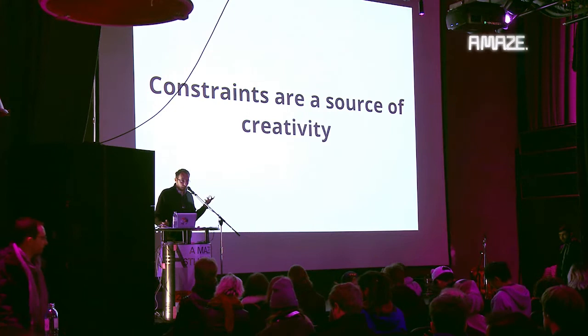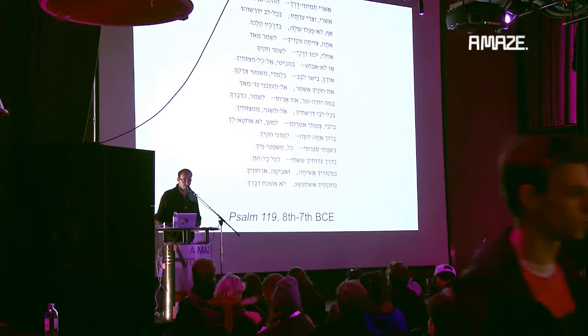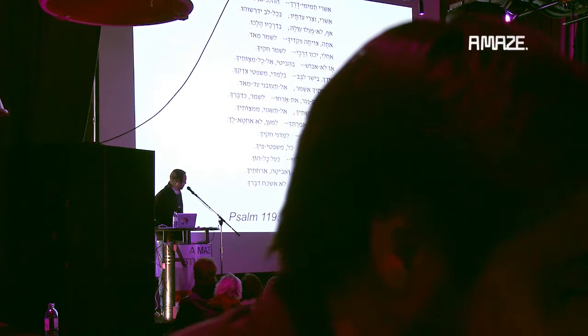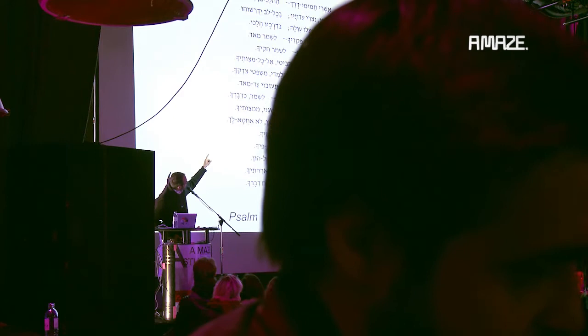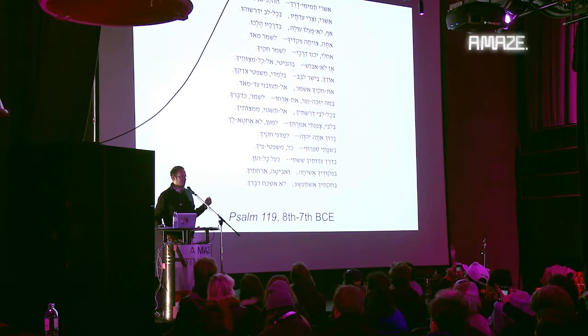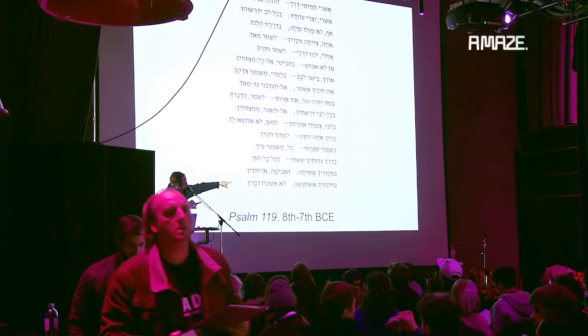Here we can find an example of constrained writing in the Book of Psalms in the Hebrew Bible, so that's something like 7 or 8 centuries before Common Era. So for example, in Psalm 119, every 8 verses start with the same letter, and it does all the alphabet. So the first 8 start with Aleph, the next 8 start with Bet. Aleph, Bet, that's alphabet, that's where the word came from.